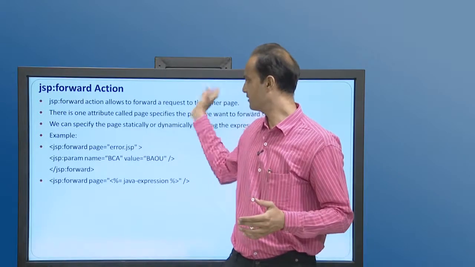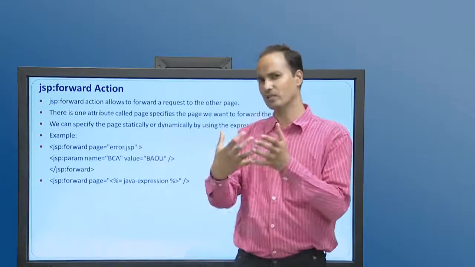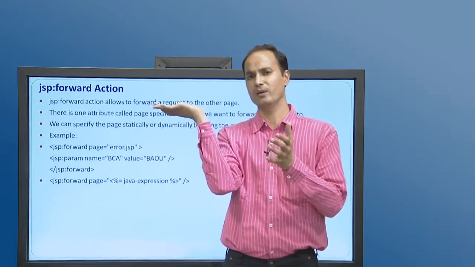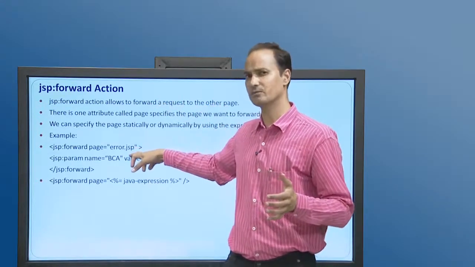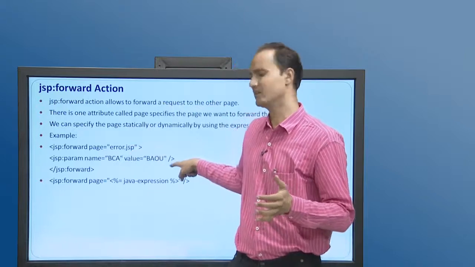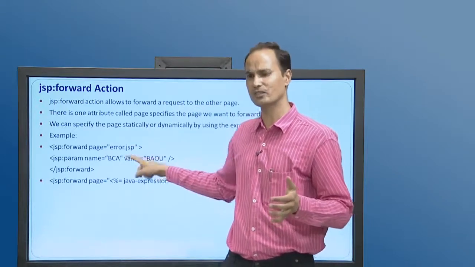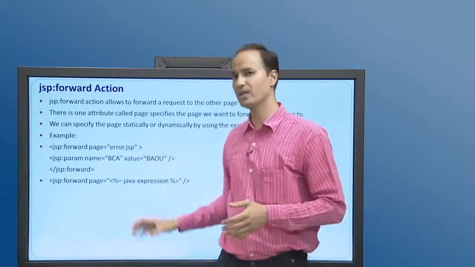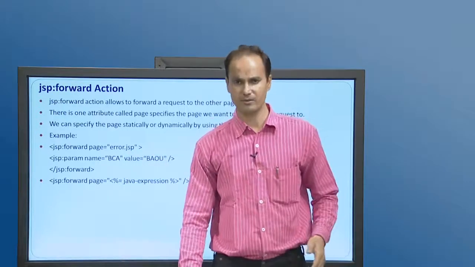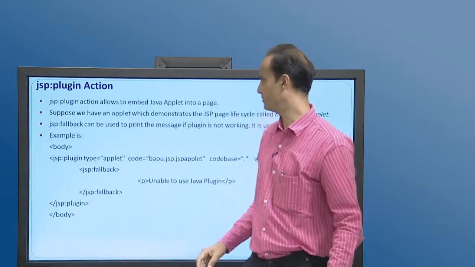So, whenever we access error.jsp, when the control goes to the error.jsp file, then in this JSP file we can manipulate this parameter using the request method request.getParameter(name) and get the value BAOU in a forwarded JSP file.